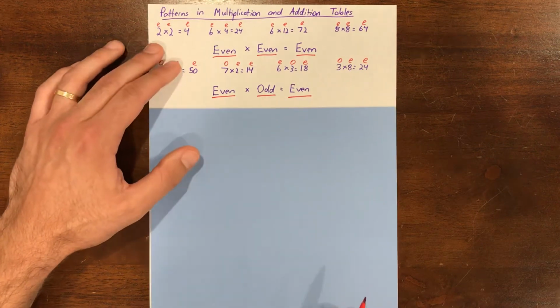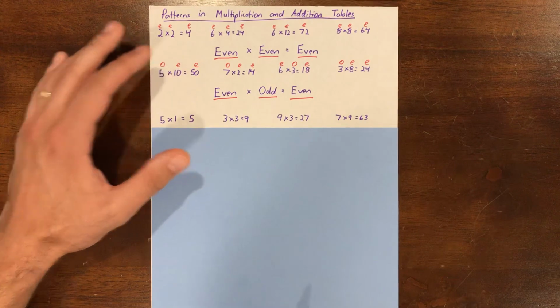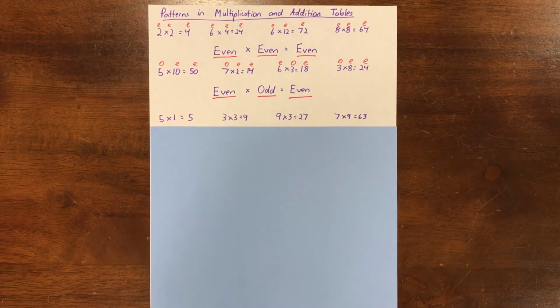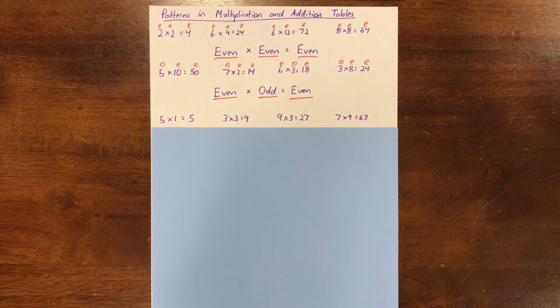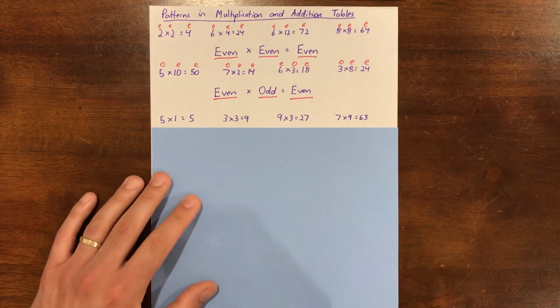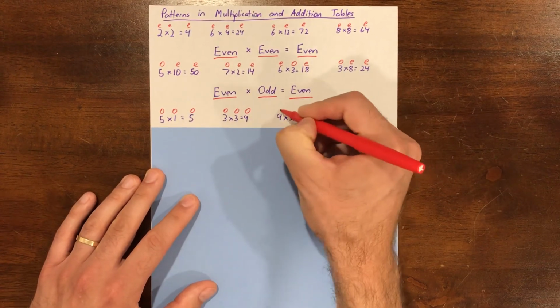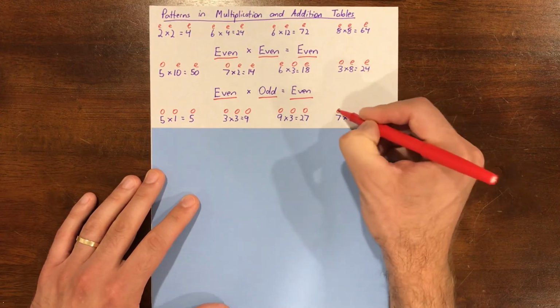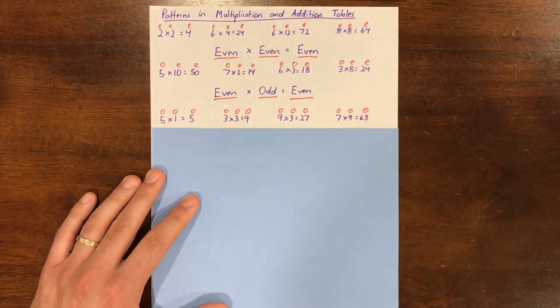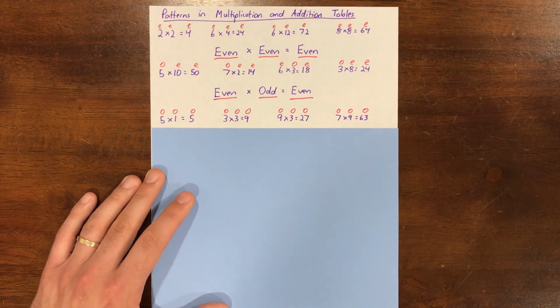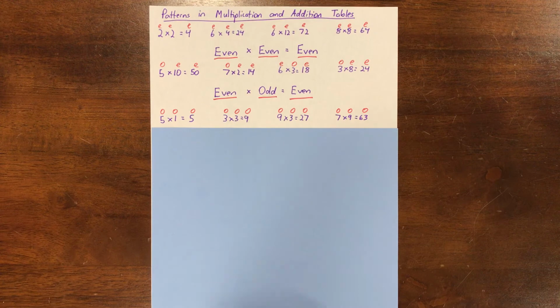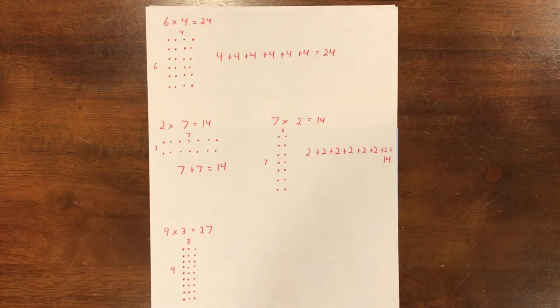All right, so what about our last group? What do you notice about these factors and products? Say it out loud. Right. Both factors are odd, and the products are also odd. Putting O for odd over each one. Okay, so here's an example of that. 9 times 3 equals 27. Why is it the case that multiplying two odd factors will produce an odd product? Say it out loud.